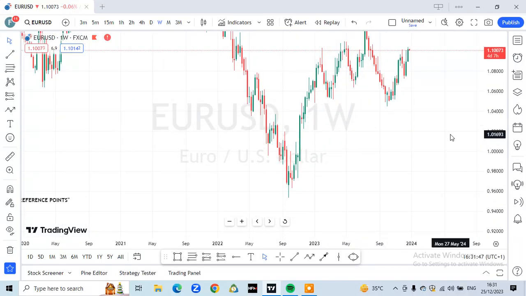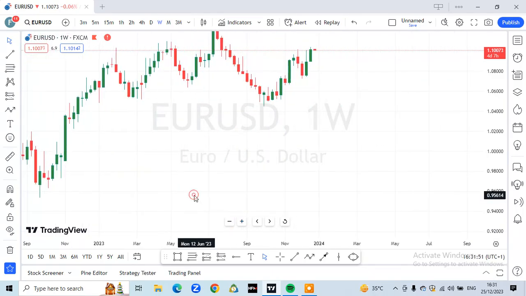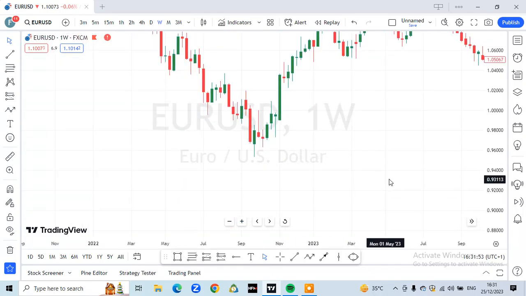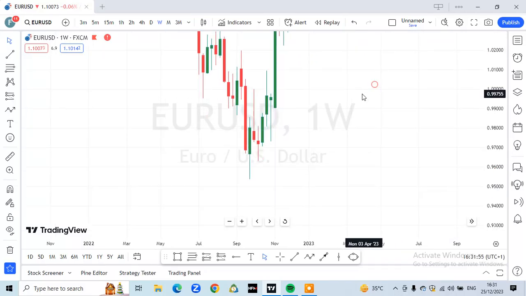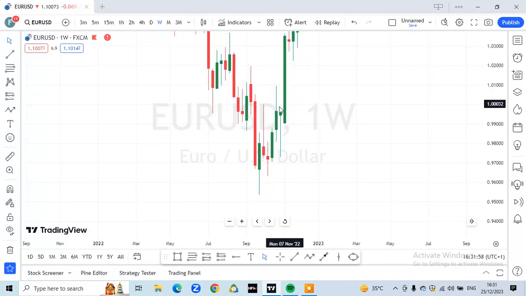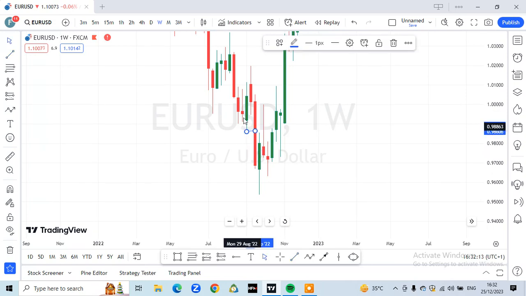So let's quickly run through market structure. These are the weekly time frame. What do we see? We see that liquidity was taken here. As I'm saying it, you will get used to it. Yeah, you get used to it. So this is liquidity here, meaning that the market went up, came down just like this. It swept this low.